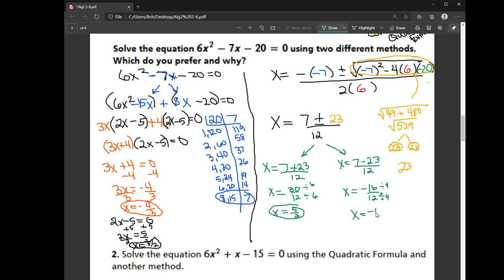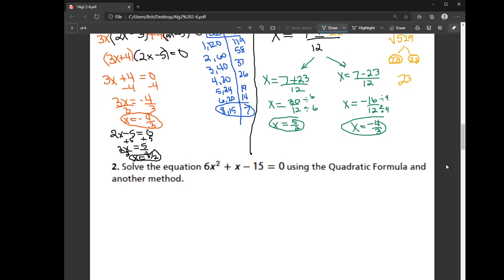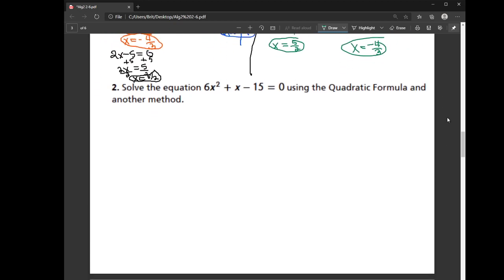So that gives me negative 4/3, which is my first answer. Depending on your type of thinking, if I had just plugged in the square root to see if it was a perfect square, this probably would have been easier. But some people find factoring to be easier depending on the problem.